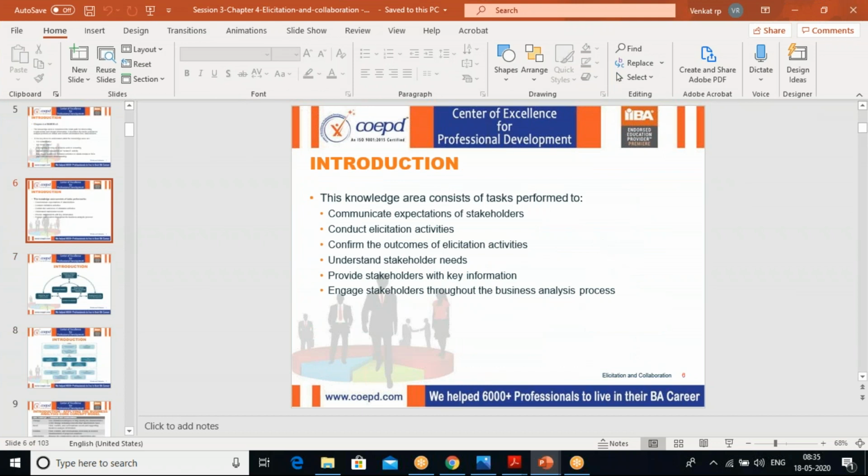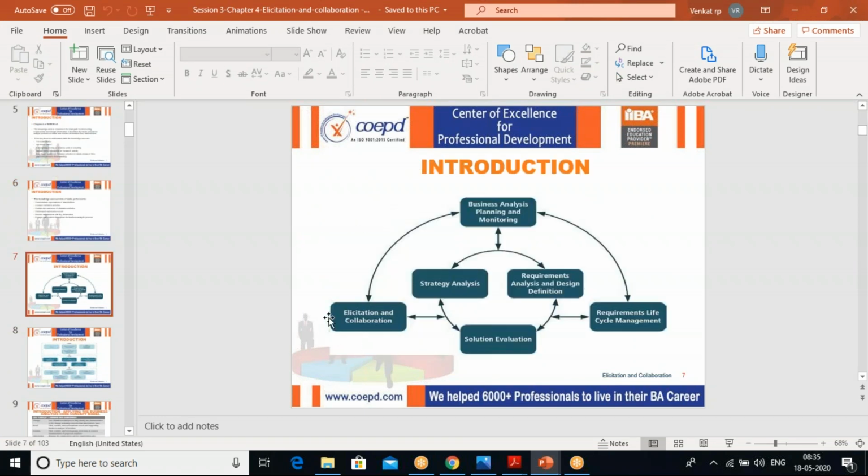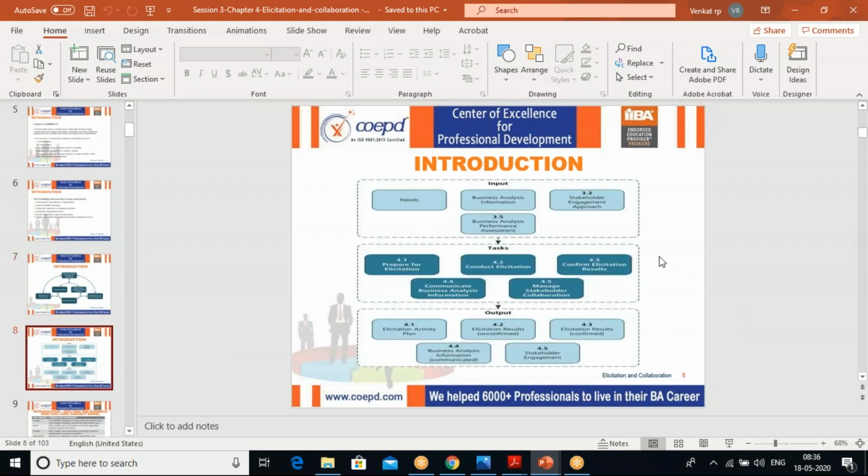Now let us discuss. We will be discussing one knowledge area today, that is elicitation and collaboration. We are going to discuss now which knowledge area? Elicitation and collaboration. Now, what elicitation and collaboration exactly means is that this particular knowledge area has 5 tasks. Okay, this knowledge area has 5 tasks.